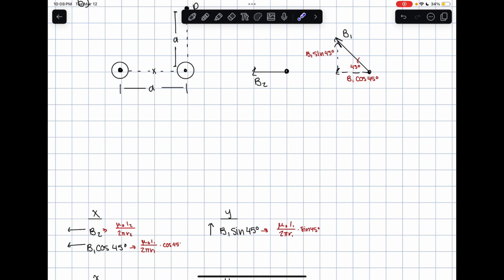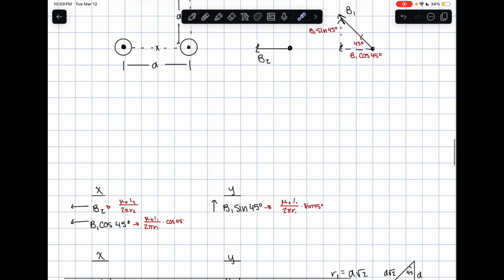We're going to do the same thing with the x's now. We're going to take B2, which is straight to the left, and we're going to replace it with the same equation and then substitute in the specific current and radius, so I2 and R2. And then finally, for the horizontal component of B1, pointing to the left, we're going to say B1 cosine of 45 degrees, replace B1, substitute in I1 and R1, then multiply by the cosine of 45 degrees.